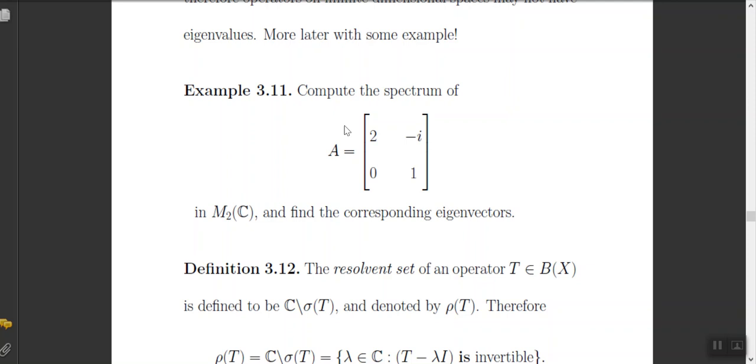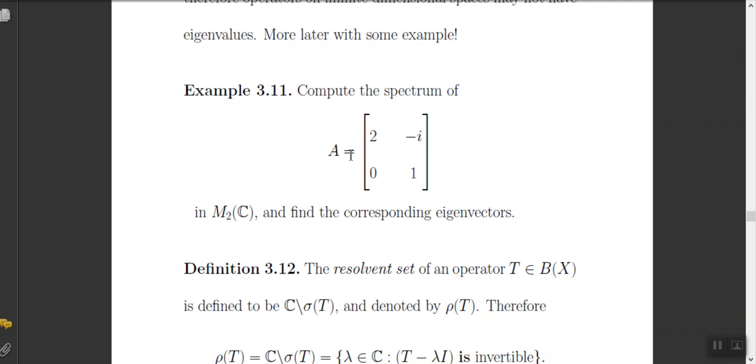Okay, now look at here. We have a simple example. Compute the spectrum of this matrix. When I say matrix, this is a 2 by 2 matrix, right? So this matrix actually corresponds to a bounded linear operator on C2.